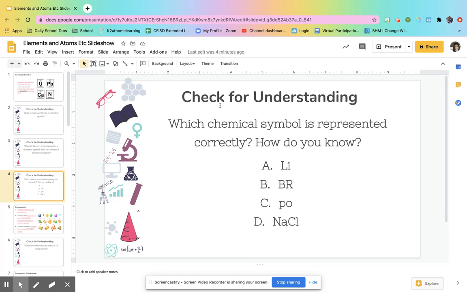The next one says, which chemical symbol is represented correctly? How do you know? So look at these options. You have A, that has a capital L, lowercase I; B, which has two capital letters; C, which has two lowercase letters; and then D, which has a capital N, A, and then C, L. Go ahead and tell me which is the correct chemical symbol, which one is correctly identified. And then don't forget to tell me, how do you know? Okay.